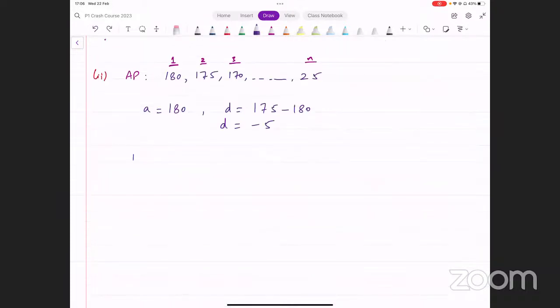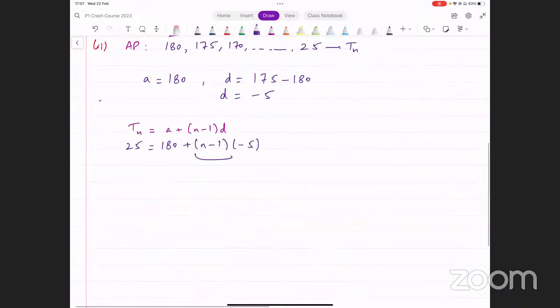Let's use that. So let me just write that down here. Tn equals a plus n minus 1 times the difference. That's the formula. Now we know that the value of the nth term is what? 25. This is basically the value of Tn. So we can put 25 here. A is 180. n is unknown, you have to figure that out. n minus 1 times the difference. The difference is minus 5. Make sure to put that in bracket like this. n minus 1, this whole thing comes in bracket. And minus 5 also comes in bracket like this.